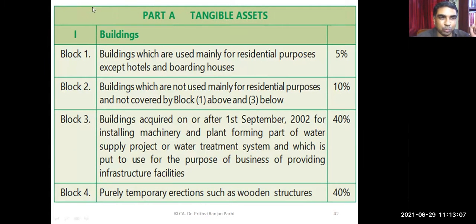Let us say building. These are the four blocks of building. First, buildings which are mainly used for residential purposes, except hotels and boarding houses: the rate of depreciation is 5%. So this is block one. Block two is buildings which are not used mainly for residential purposes, not covered under block one and three: 10% depreciation. Then buildings acquired after a certain date for installing machinery and plant forming part of a water supply project, etc.: 40%. Purely temporary erections such as wooden structures: 40%. So you can see building has four blocks on which different rates of depreciation are charged.